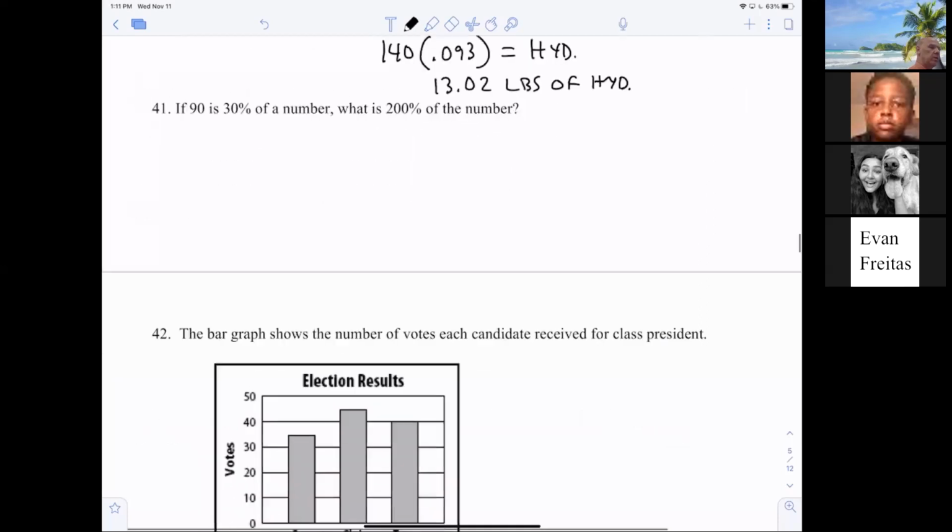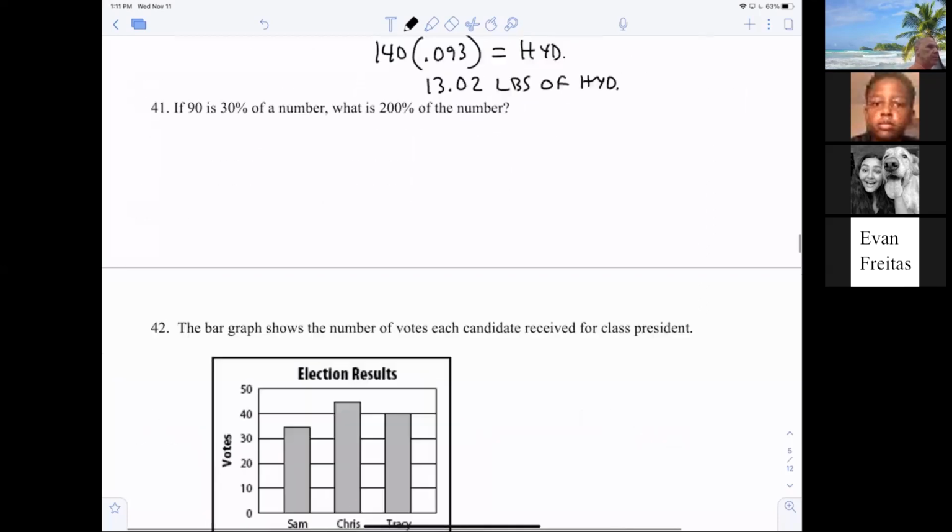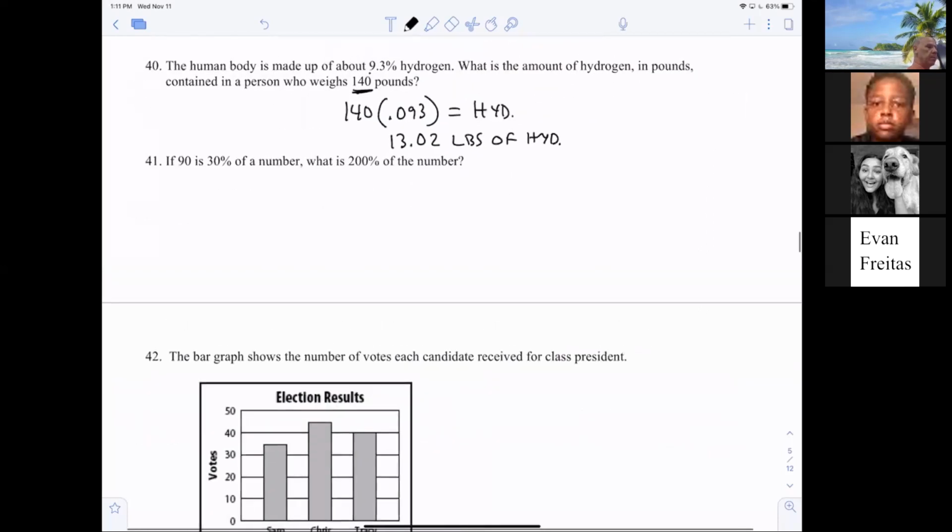All right, now 41. How do you know when you move the decimal or not? Is that only when there's a percentage? Oh, percentage is when you move the decimal.